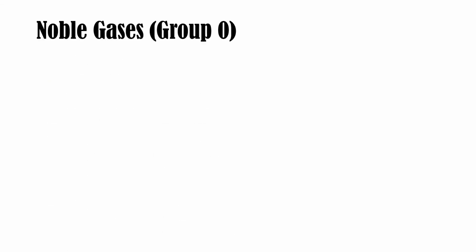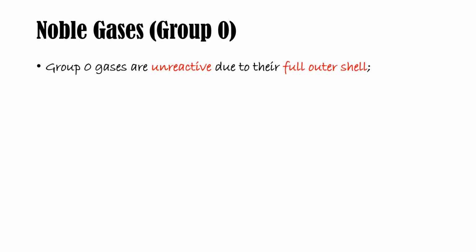Noble gases. Group 0 gases are inert, which means they are unreactive. Noble gases have 8 electrons in their outer shell, which means they are full and are not likely to gain, lose, or share them. This makes them more stable and therefore less reactive.